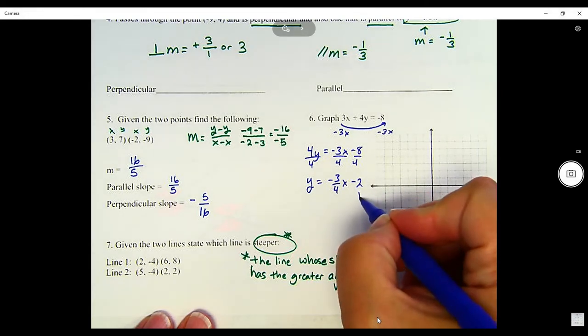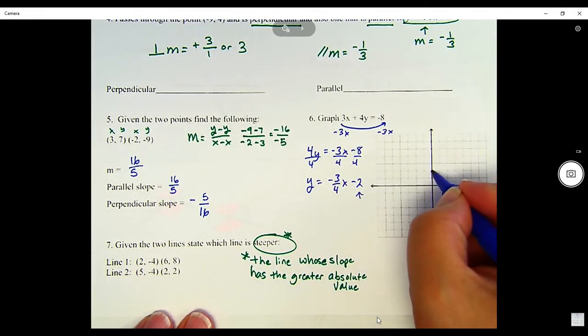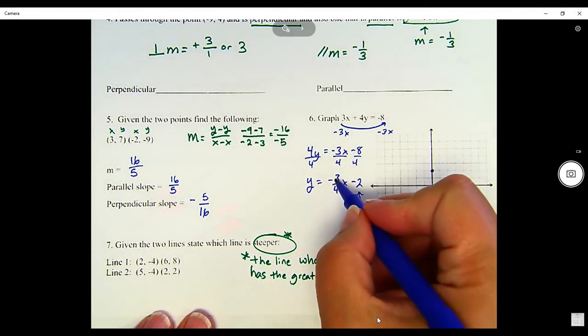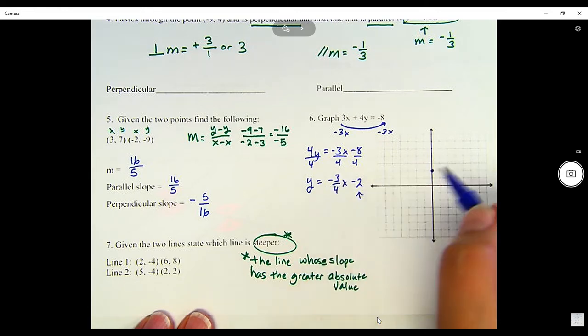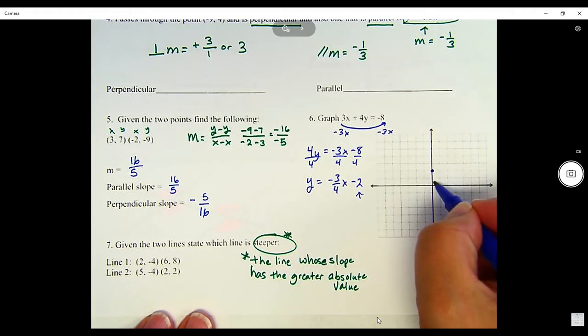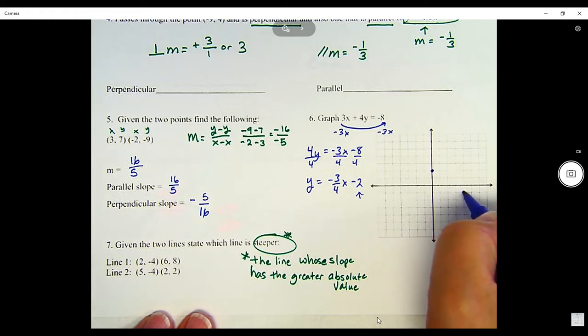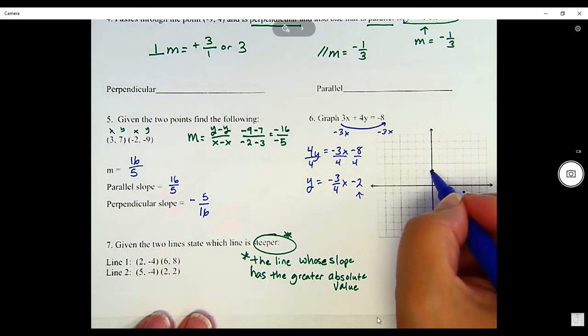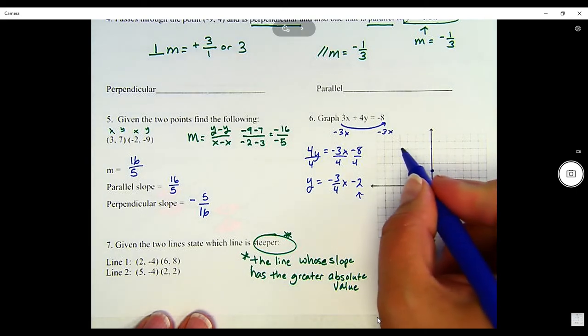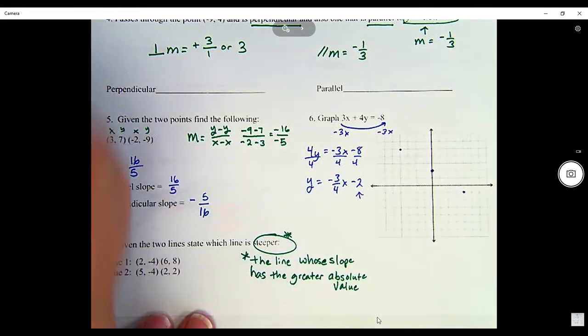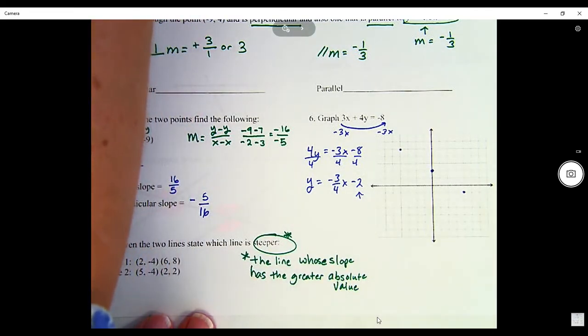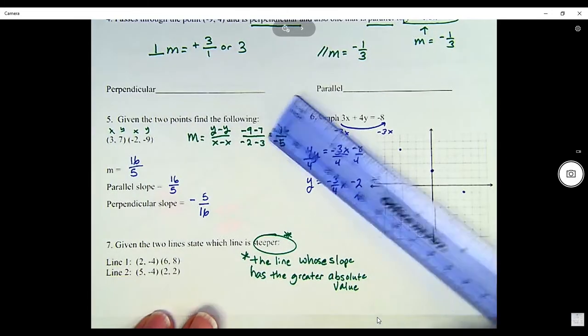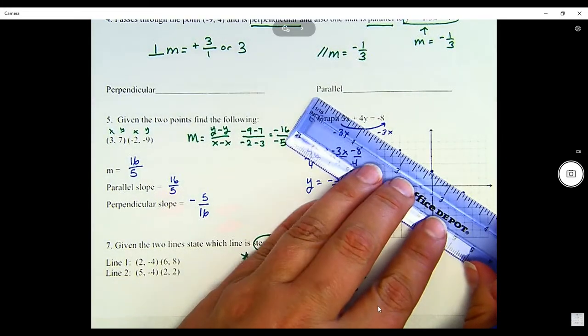Okay, so my y-intercept is -2. I'm going to go ahead and put a dot right there. And my slope is -3 over 4. So to find the next dot, I'm going to go down 3 and 4 to the right. Okay, now I kind of ran out of room on this graph, so I'm going to go backwards. I'm going to go up 3 and 4 to the left. And that should be enough points to graph that line. So connect those dots, and that is your line.